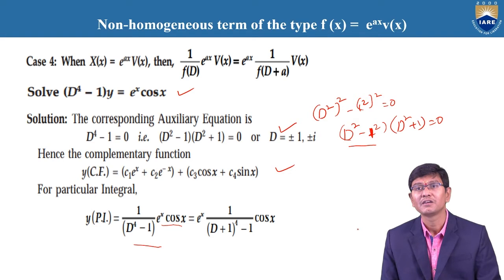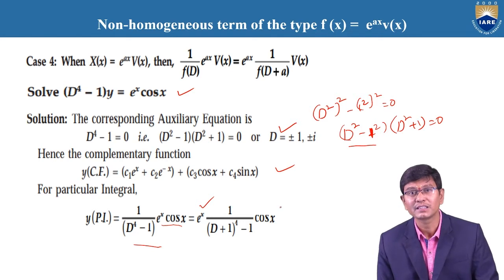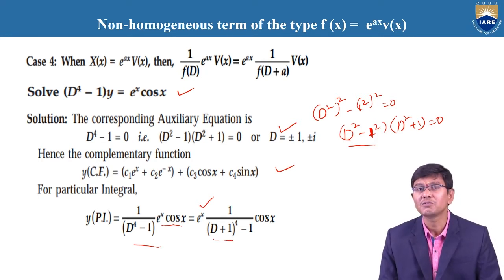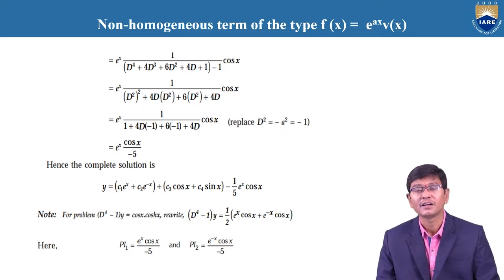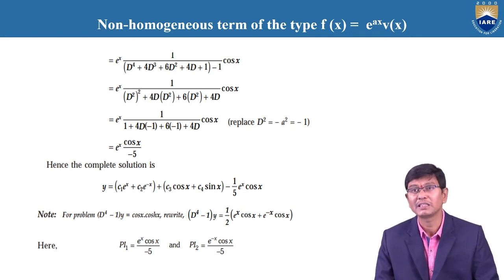Therefore, by using the procedure, first we take e power x common outside. Then wherever D appears in the denominator, we replace D by D plus a. Here a is equal to 1, therefore we get 1 by (D plus 1) power 4 minus 1 into cos x. Now we expand the denominator, which gives D power 4 plus 4D cube plus 6D square plus 4D plus 1, minus 1, into cos x.